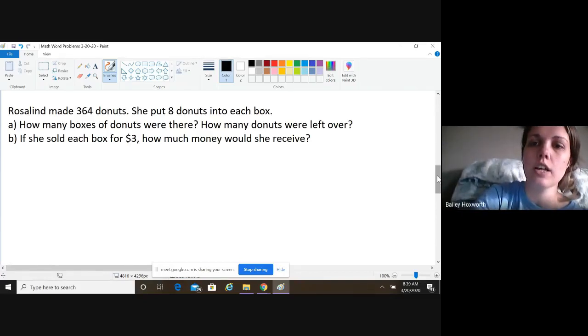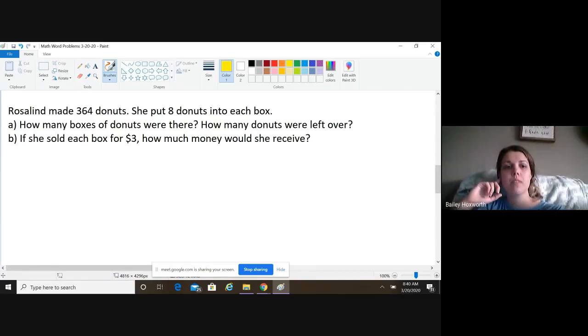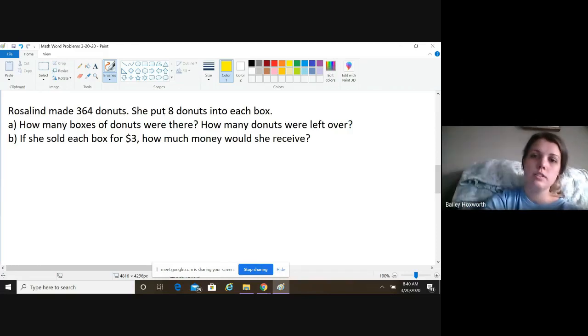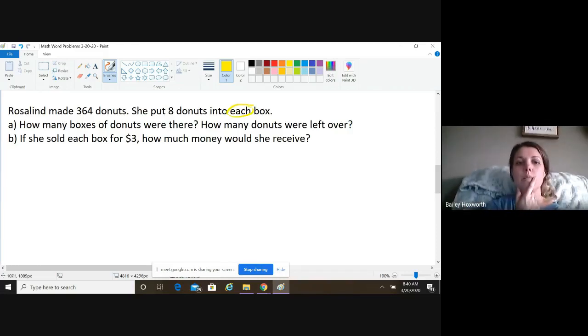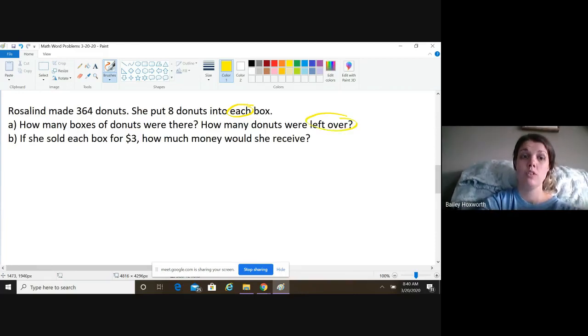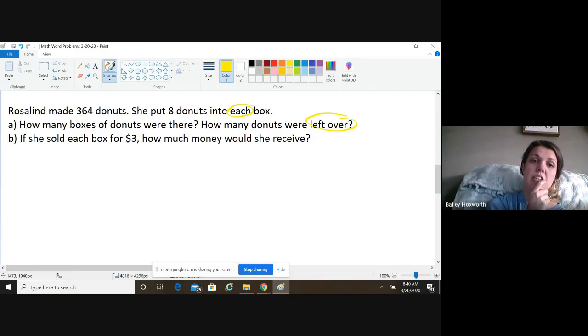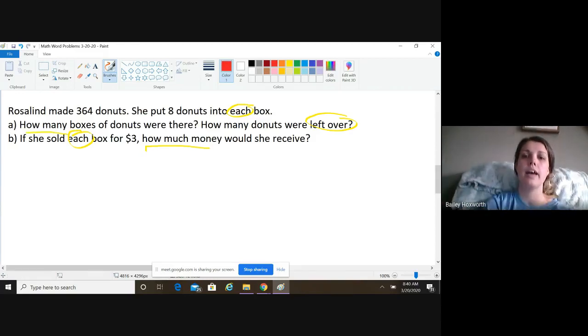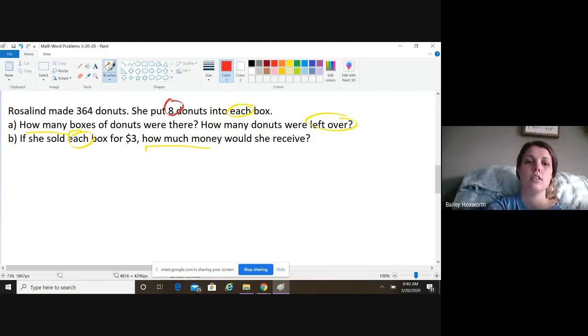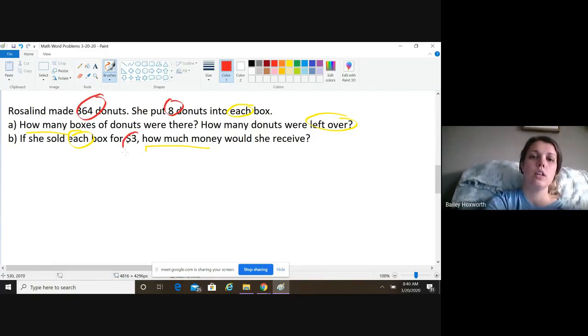So first thing, underline our key or circle our keywords. Each is a big keyword here. How many boxes of donuts were there? How many were left over? If she sold each box for $3, how much money? All right. So now let's look at our numbers. I have 8, 364, and 3.